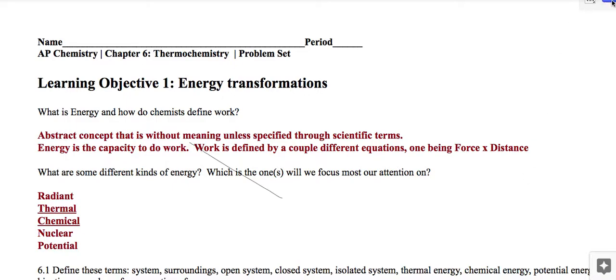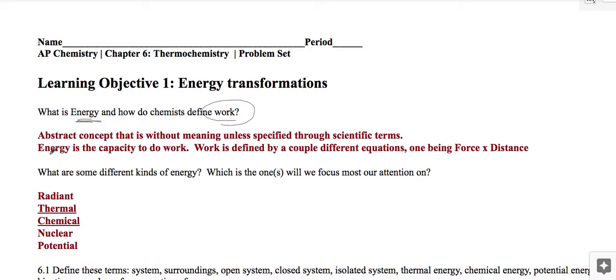The first question here, just to go over some basic concepts. The idea of energy, which is going to be kind of an important concept here, and specifically how it relates to work, because energy is really an abstract concept and doesn't really have any specific meaning unless we give it some kind of scientific terms.